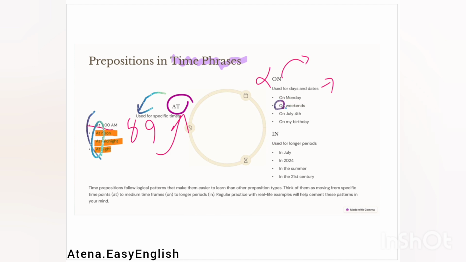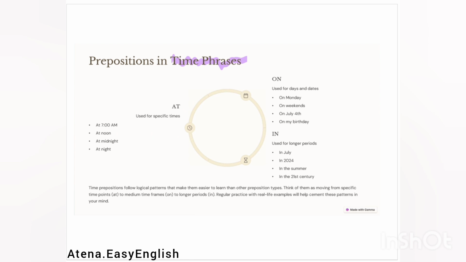Great. Look at the next one. Look at here. On July 4th. So, when you want to talk about the date is really important. When you want to talk about the date, you use on. You have the month and the day. On July 4th. And the next one, some events, yes, on my birthday. So, in these situations, we use the preposition on in English.